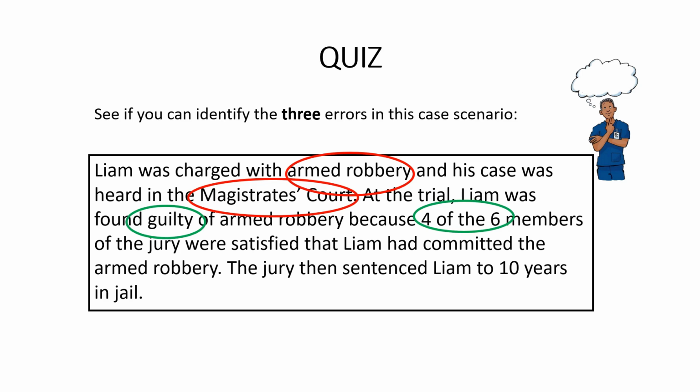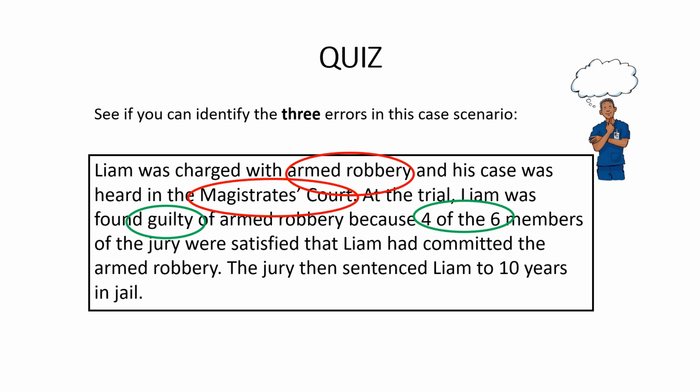The first error here is that in a criminal case the jury has 12 members, not 6 members. The second error is that for Liam to be found guilty of armed robbery, either the jury has to come to a unanimous verdict, which means 12 out of 12 members have to agree that Liam is guilty of armed robbery, or else, if they can't reach a unanimous verdict, then they have to come to a majority verdict, which means that 11 out of 12 jury members have to agree that Liam is guilty of armed robbery.